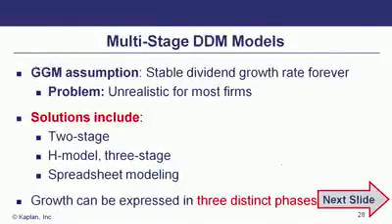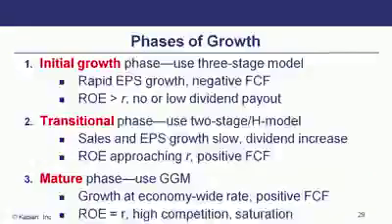Okay, let's finally get to those more complex models, the multi-stage. So, GDM, a single stable dividend growth rate forever, is probably unrealistic. So spreadsheet modeling says, let's break out the Excel spreadsheet and let's start to model out individual dividends forevermore. Not going to happen in the exam. We need the two-stage, the H model, and the combinations of two-stage and H, the three-stage model. So we can look at growth in distinct phases.